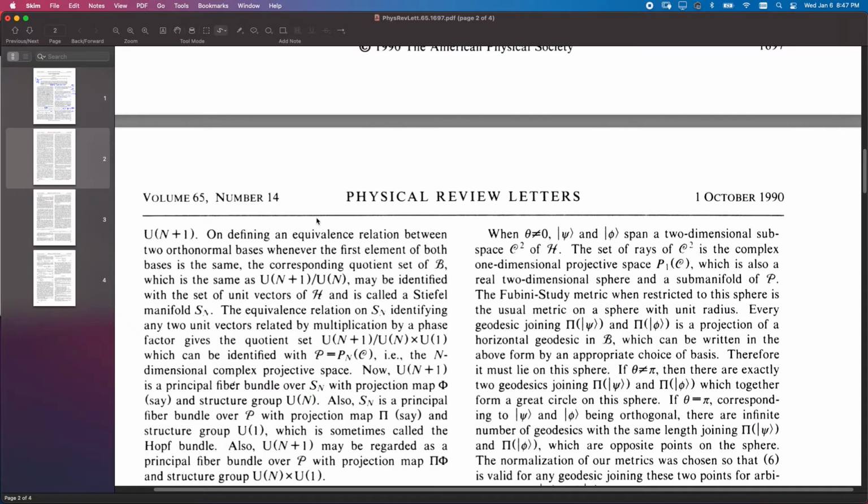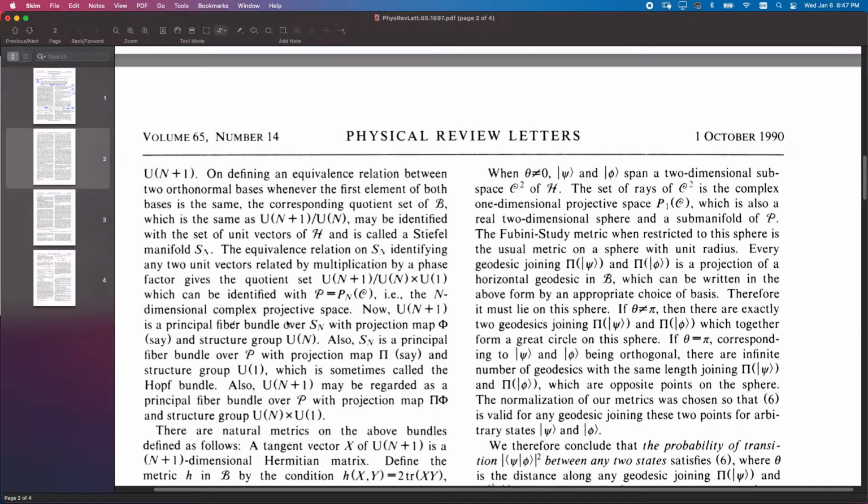Okay, moving on. On defining an equivalence relation between two orthonormal bases, whenever the first element of both bases is the same, the corresponding quotient set of B, which is the same as U of n plus 1 over U n, may be identified with the set of unit vectors of H. It's called the Stiefel manifold S sub n. Okay. I'll take your word for it.